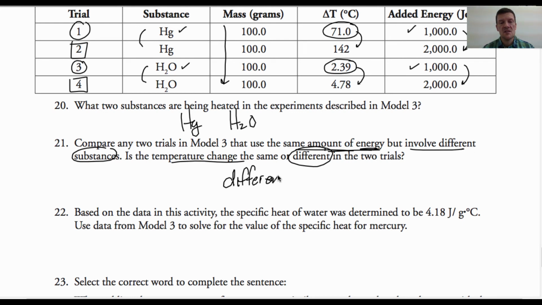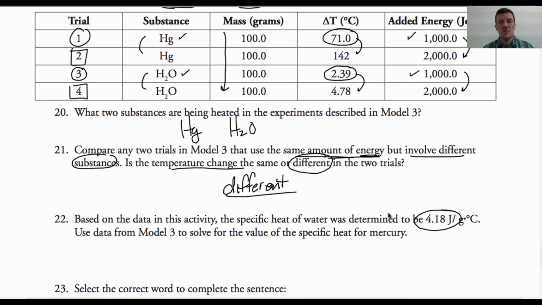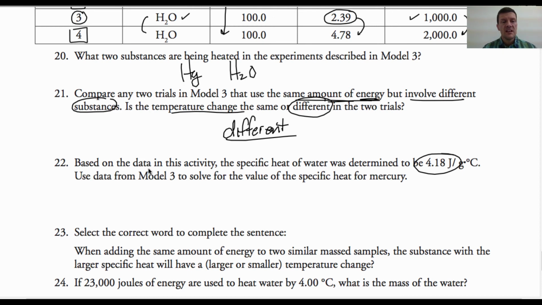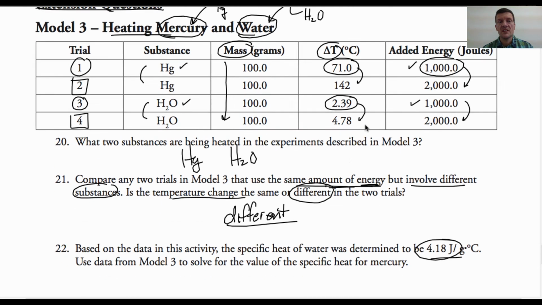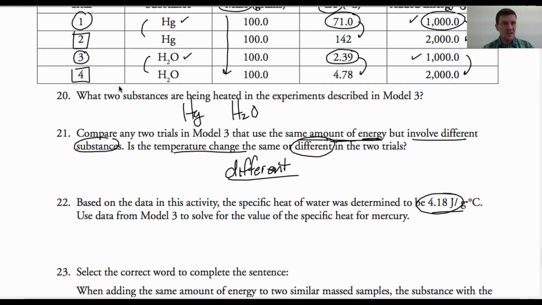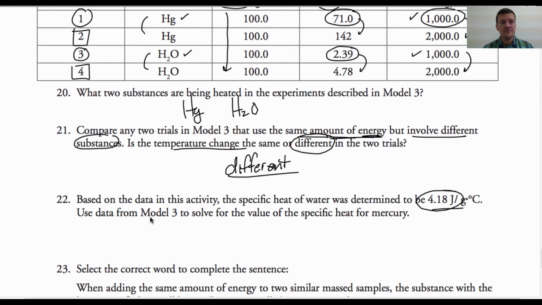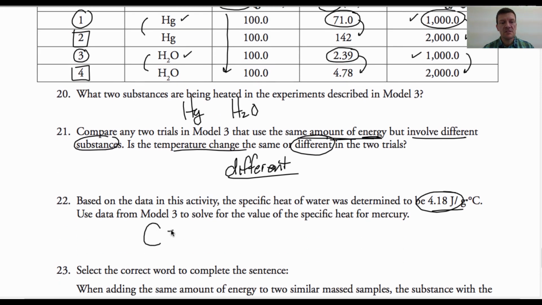Why? Because water has a different specific heat capacity than mercury does. Based on the data in this activity, the specific heat of water is determined to be 4.18 joules per gram per degree Celsius. Use data from Model 3 to solve for the value of the specific heat for mercury. Okay, we can do that because we have mass, delta T, and energy. So we can take any trial that has mercury in it. We know that to find the specific heat, we need to take the heat divided by mass times delta T.